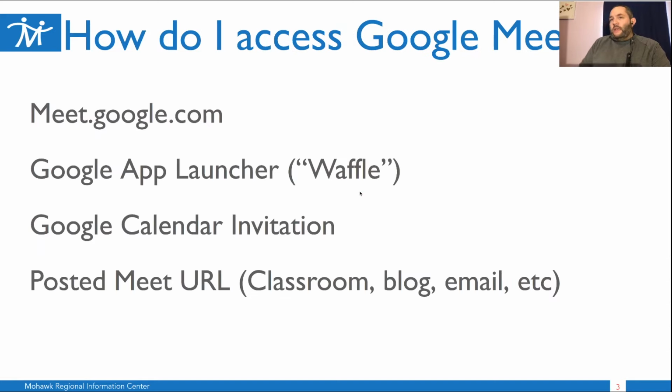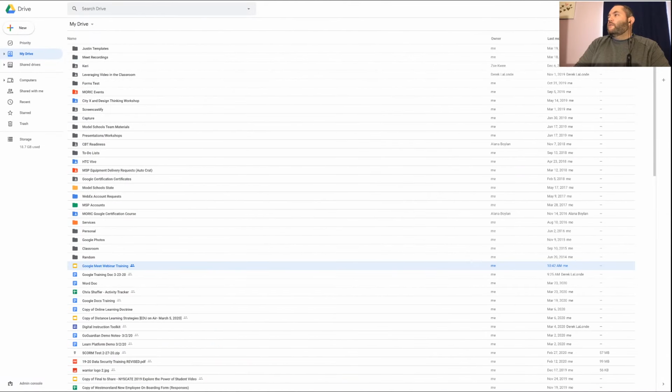To get to Google Meet, you can just type in the website meet.google.com, or you can use the Google App Launcher. Some people like to call that the waffle in the top right corner once you're logged into any Google tool. So if I click on that, you can see that I have access to Google Meet. It's right here in my tools, along with all of my other familiar tools like Classroom, Docs, and Calendar.